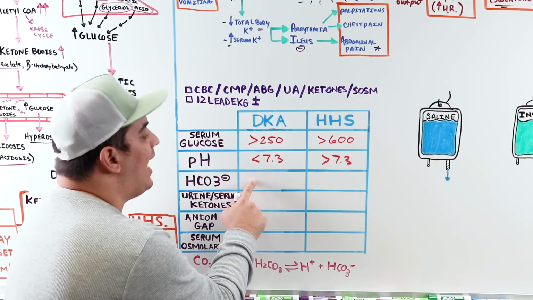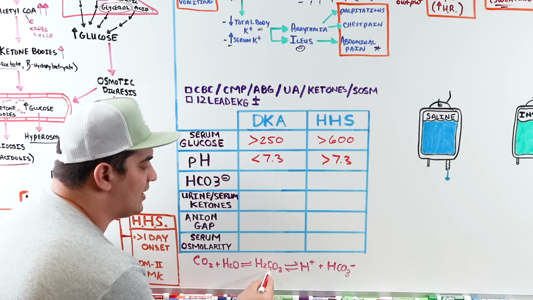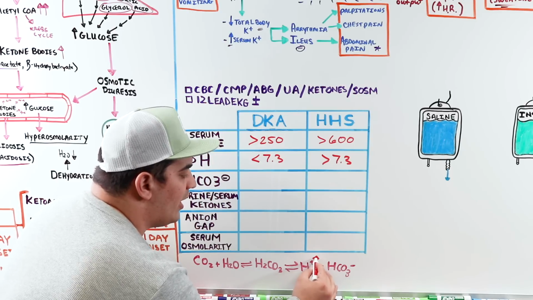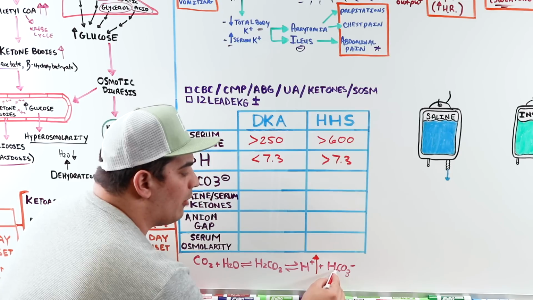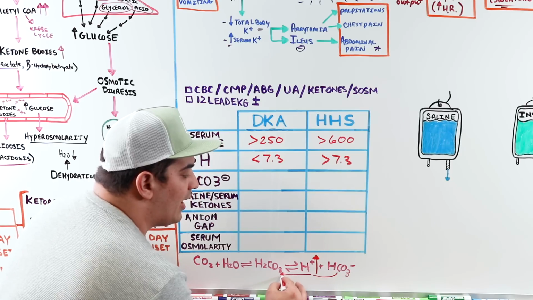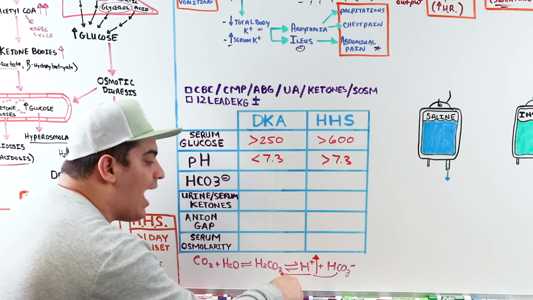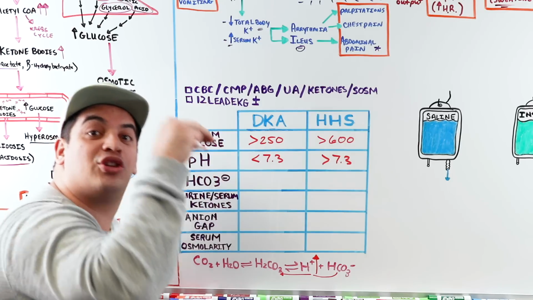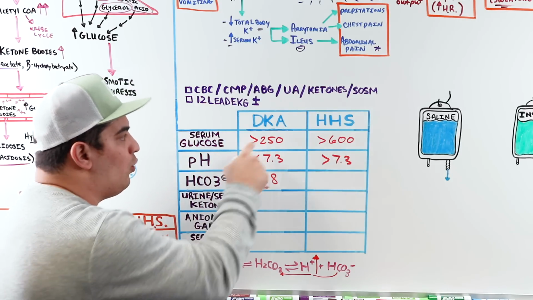Bicarb, well remember, go back to this concept down here. Remember, CO2 plus water yields carbonic acid, which gets broken down into protons and bicarb. Remember what the ketones are doing. They're increasing protons. As you increase the protons, what's going to happen with this bicarb? The bicarb is going to have to combine with the protons so that we can make carbonic acid. So if we utilize bicarb to make carbonic acid, what happens with the bicarb concentration in those with ketoacidosis? It should drop. And we say that when it's less than 18, we can consider that with the DKA.